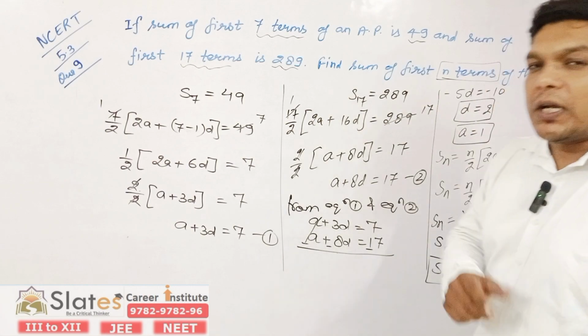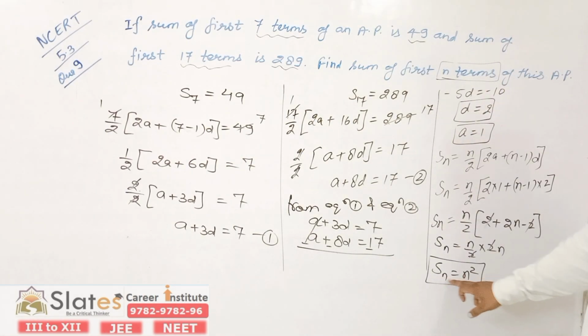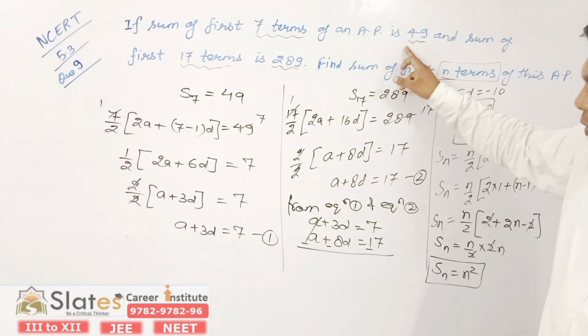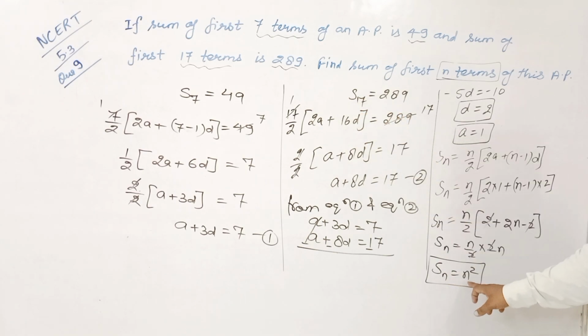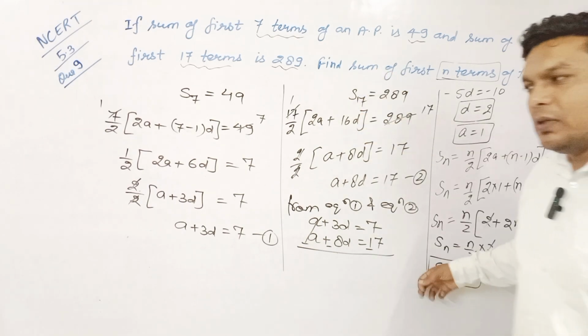You can cross check whether your answer is correct or not. Look here, the sum of the first n terms is n square. Just find the sum of the first 7 terms. Put the value n equals 7. S7 is equal to 7 square, which is 49, given to you. And the sum of the first 17 terms is 289. Put 17 here. 17 square is 289, so it is correct.